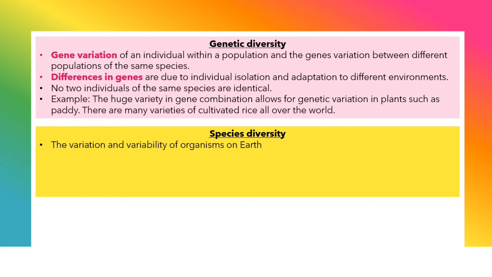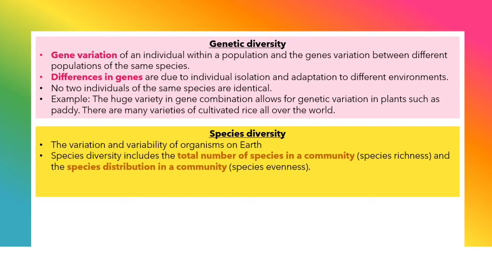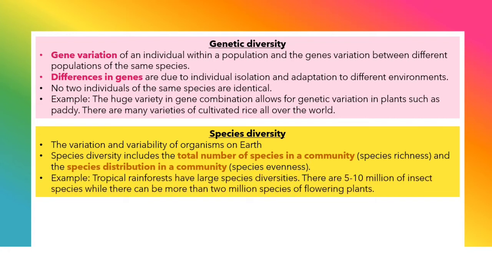Species diversity is the variation and variability of organisms on Earth. It includes the total number of species in a community, which is species richness, and the distribution of species in a community, which is species evenness. For example, the tropical rainforest has large species diversity. There are 5 to 10 million insect species, while there can be more than 2 million species of flowering plants in the tropical rainforest. So this is called species diversity.